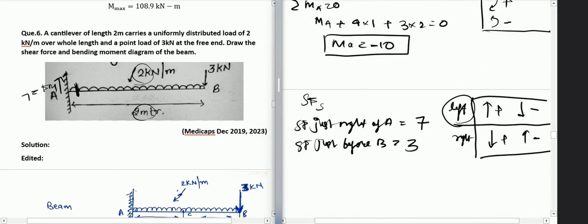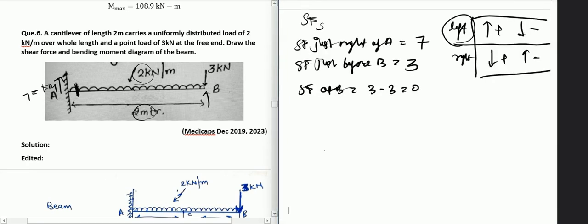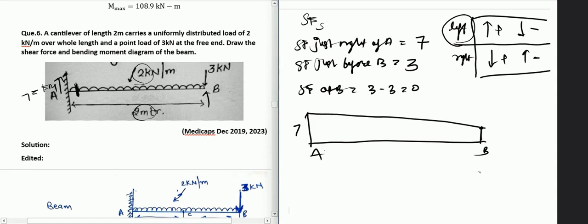Just before B there is 3, and at B, the shear force will be 3 in the upward and 3 in the downward. So it will be 3 minus 3, which goes to 0. So these are the shear forces at every point. Using this, we can make our shear force diagram: shear force at A is 7, shear force just before B is 3, and at B, let us say this is A, this is B, it is 0. You can just join like this because there is UDL, so the variation will be linear. So this is your shear force diagram.